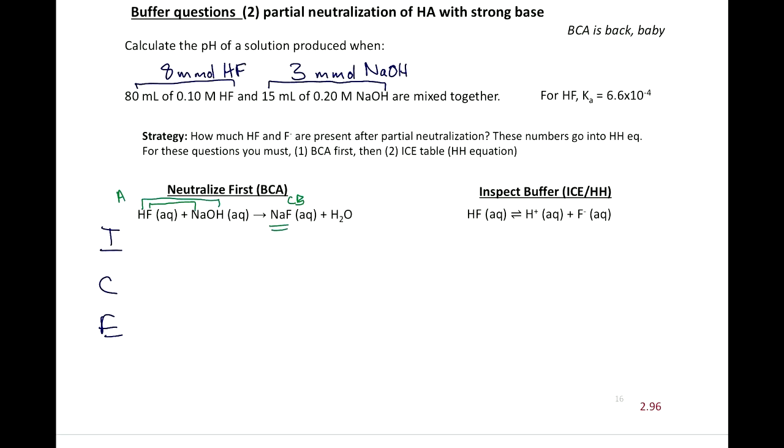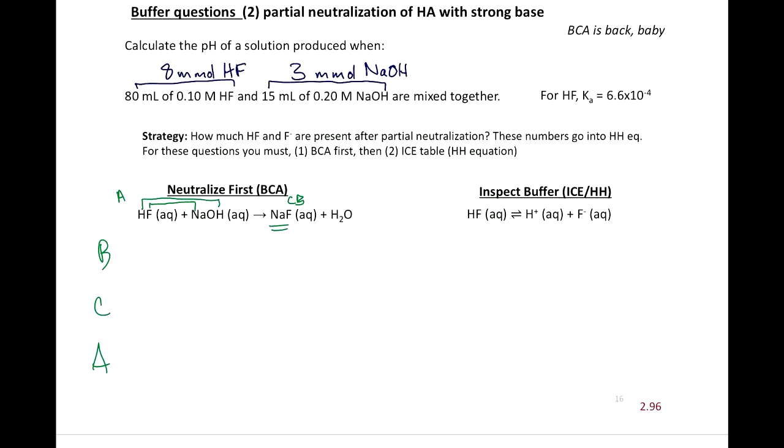We are not doing an ICE table yet, because we're doing a neutralization reaction first, because this is a weak acid, and this is a strong base. Oh, okay, this should be BCA, sorry. Yeah, okay, sorry, it's a BCA table. I didn't write any numbers yet, so it wasn't an ICE table. Okay, so this is a BCA table.